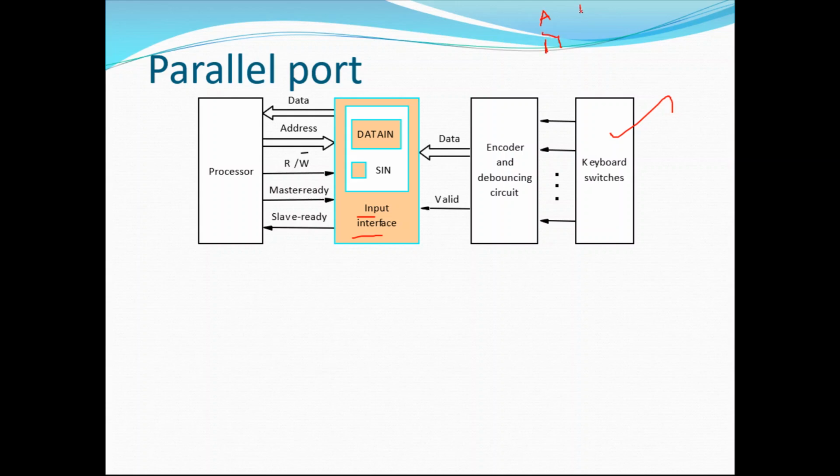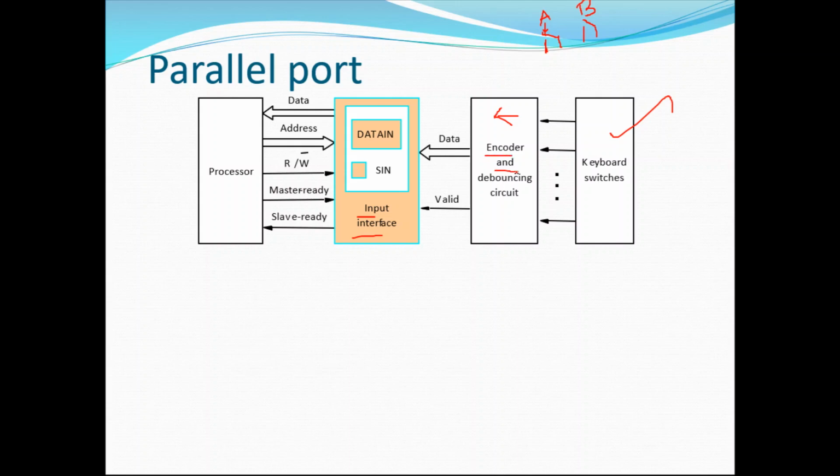If you take another key B, any key, below that key there will be a switch which is not visible to us. When you press that key, the switch will be closed and an electric current will be created. Once you press the key, the respective switch is closed, and the current will be sent to the encoder and debouncing circuit.